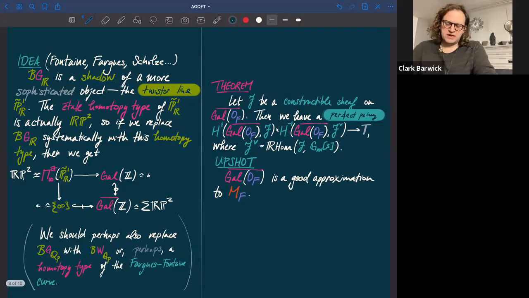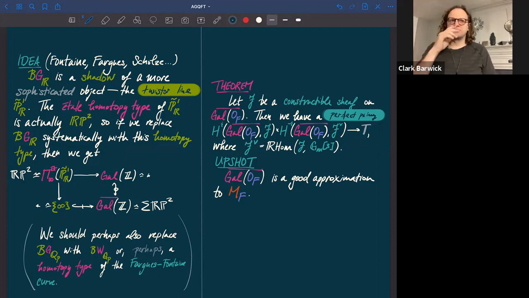I don't think there's a deeper meaning. I think it's just laziness on my part. I think what it comes down to at the moment is that I don't understand enough. You mean, why I haven't included something more elaborate like the Fargues-Fontaine curve? Yes.